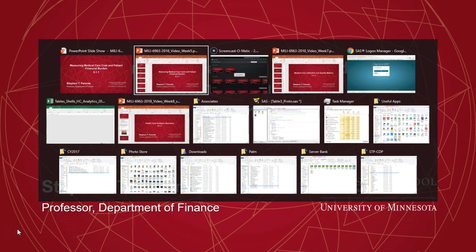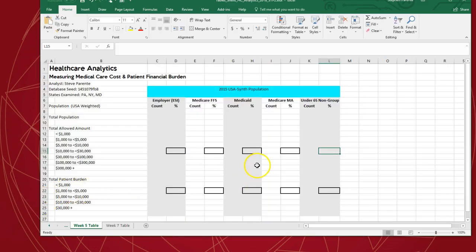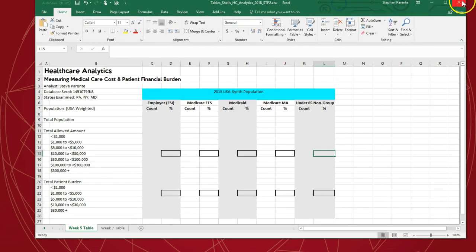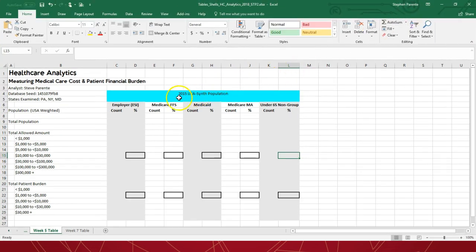So to that extent, let's go to our spreadsheet table shells that we've been at before and get to right here, week 5. So let's expand this just so we can see a little better. So what we have here going on is the same thing as before, our USA SIN population, the ESI population, the Medicare fee-for-service, the Medicaid population, the MA population, and the under 65 non-group population. And really you'll be doing essentially the same thing as before. Same states that you looked at before for your seed. So for the example that I'll show you, it'll be Pennsylvania, New York, and Maryland.